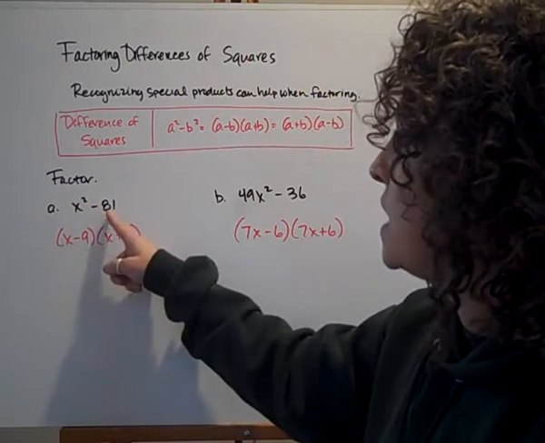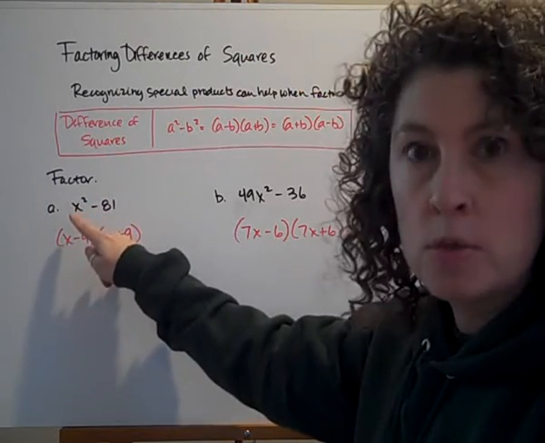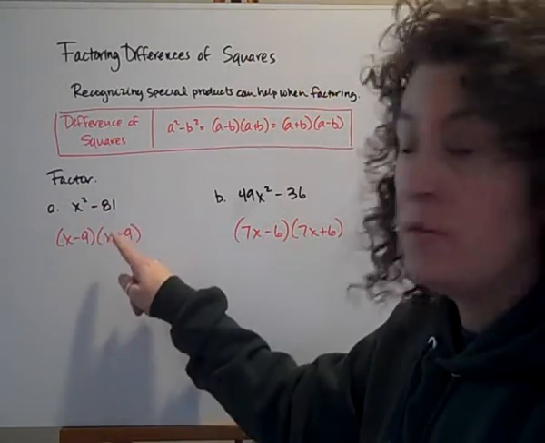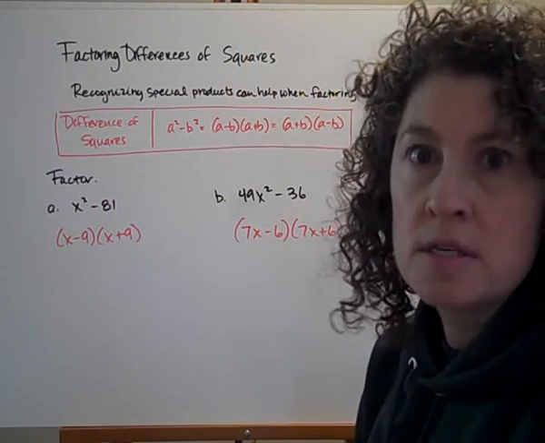So let's look at two that we may recognize and see what those factors look like. So x squared minus 81. Again, I see this as a binomial. I see x squared is a perfect square. I see 81 is also a perfect square, and I see that it's subtraction in the middle. If it's not subtraction in the middle, this does not work.